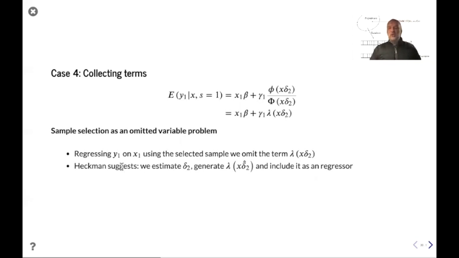So what Heckman suggests, and he's a Nobel Prize winner, so he tends to get good ideas, is: why don't we just estimate delta, generate this regressor, the inverse Mills ratio, evaluated at the first step estimates of this parameter, include it as a regressor, and then we have it corrected for sample selection. And it turns out to work out beautifully.